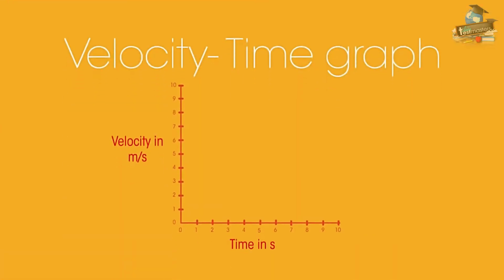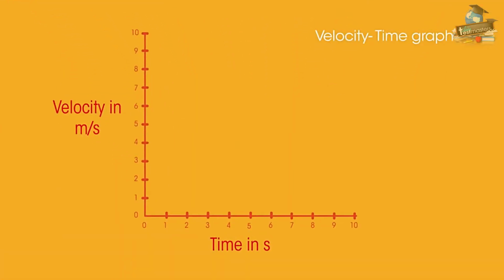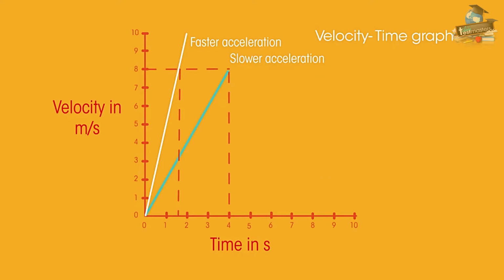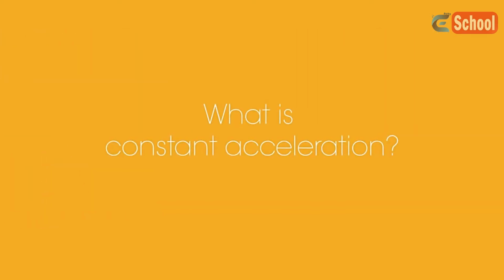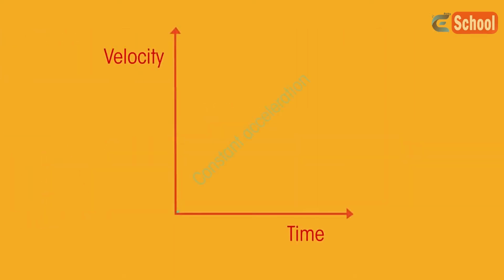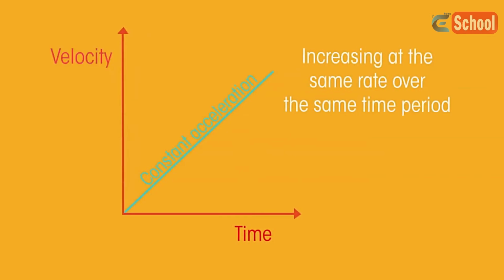If we look at acceleration on a velocity time graph, the different options look like this. This is faster acceleration than this because it's steeper, so it is reaching each velocity in less time. No acceleration is happening here, and then decelerating, so slowing down, is coming back from 8 meters per second velocity down to 0 meters per second. What is constant acceleration? It is when the speed or velocity is increasing at the same rate over the same period of time. So a straight line.